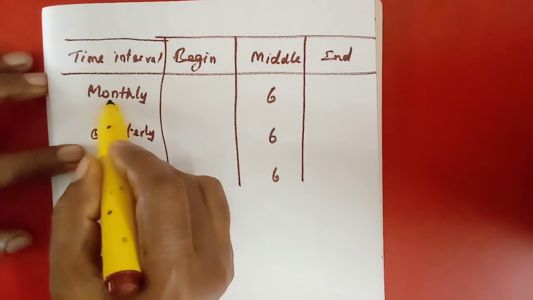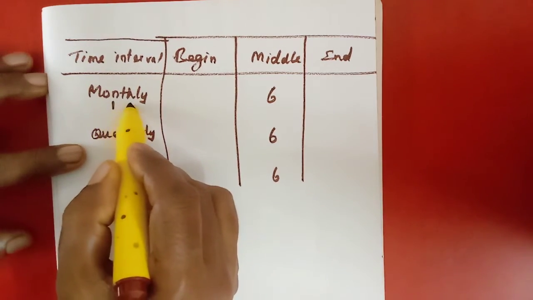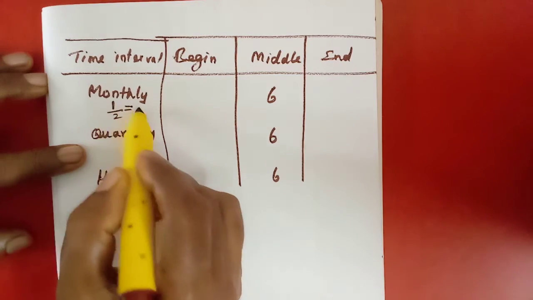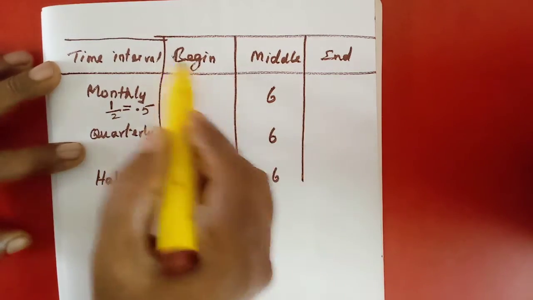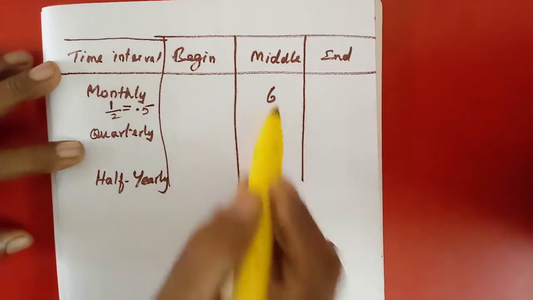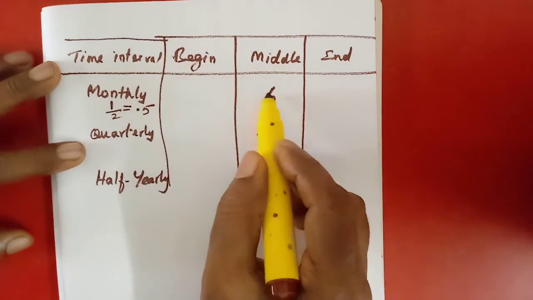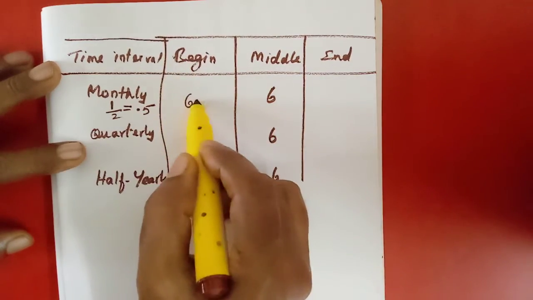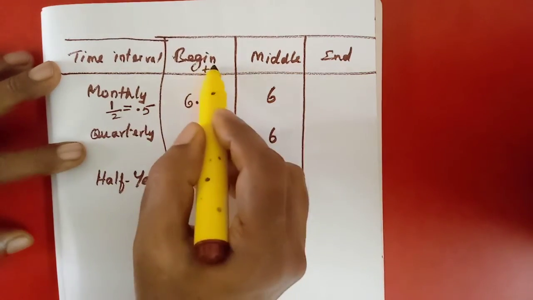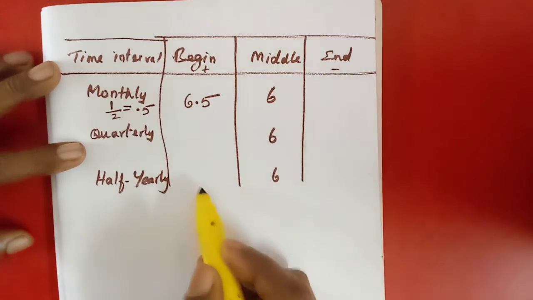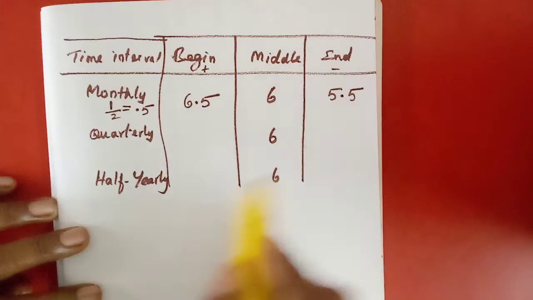Here for monthly, how many months is there? 1 month, isn't it? Half of this is 0.5. For the beginning, you have to add this 0.5 to the 6, because he is paying a little more. So 6.5. Then for the end, we need to subtract that number: 6 minus 0.5, 5.5. That's all.